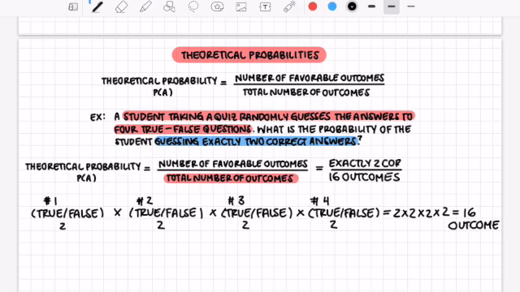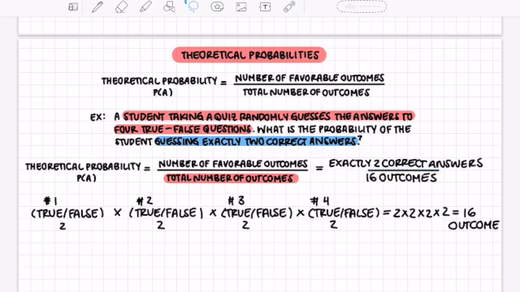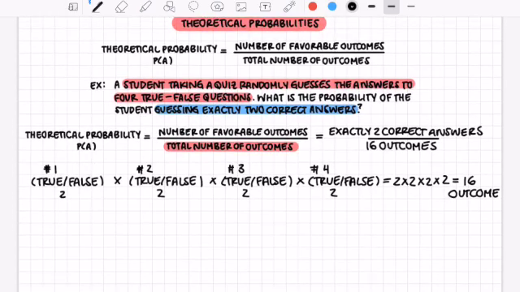So I'll write exactly 2 correct answers. Okay. So in this case, the easiest thing to do is to just try and list it out on your own. So if we were to look at exactly 2 correct answers, this will be more like thinking about it conceptually. We have 4 different problems given to us.